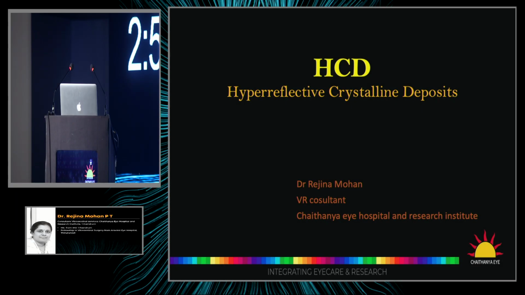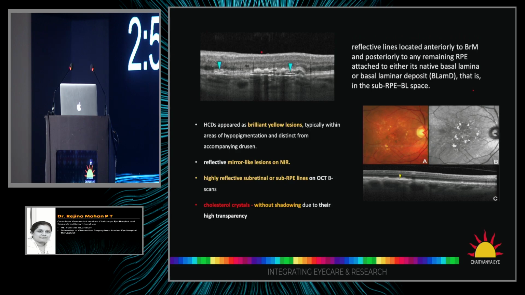Afternoon, everyone. So our next terminology is HCD, that is Hyperreflective Crystalline Deposits. These are basically OCT findings which are seen in non-neovascular AMD. You can see this as a very hyperreflective line just below the RPE and above the Bruch's membrane. Clinically, it appears like a very brilliant yellow lesion, just like refractile drusen.